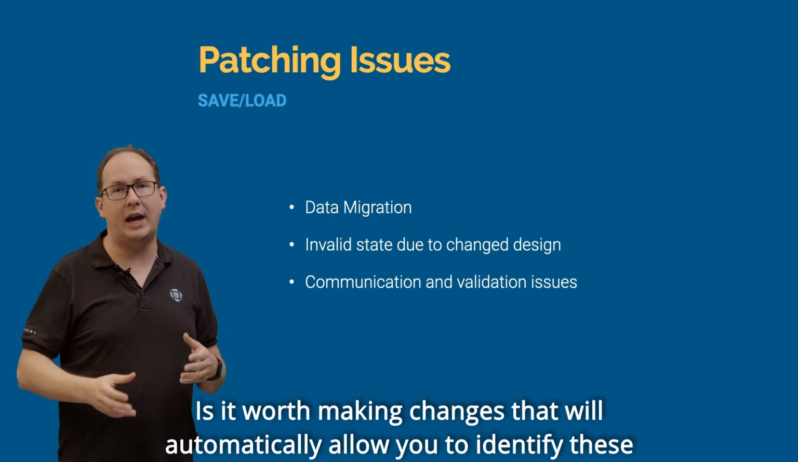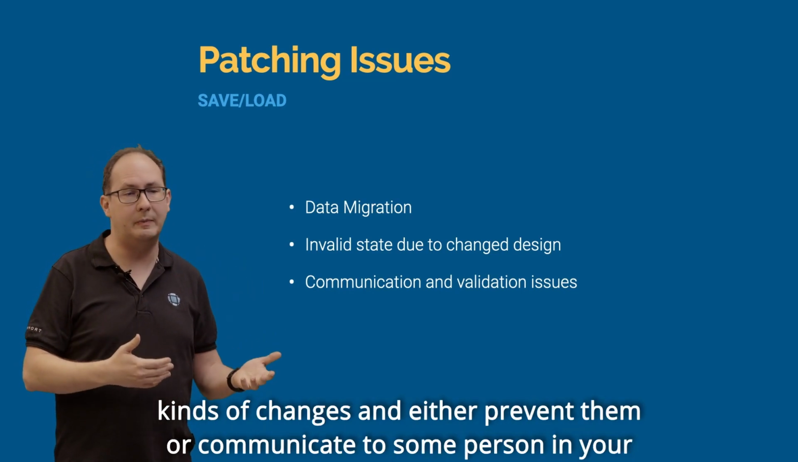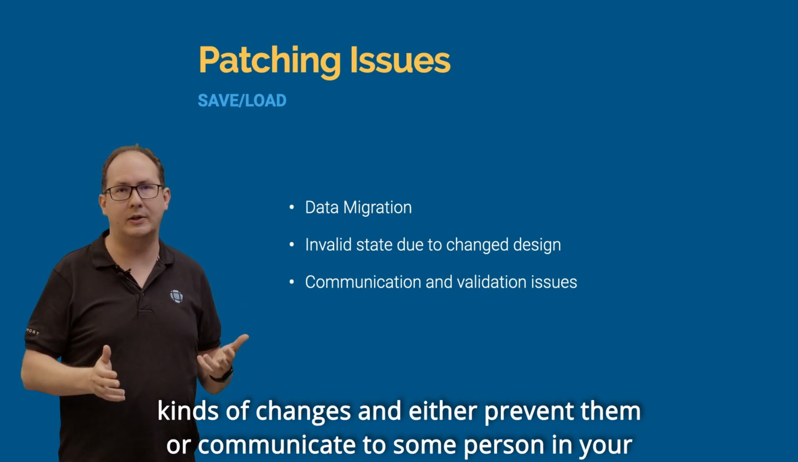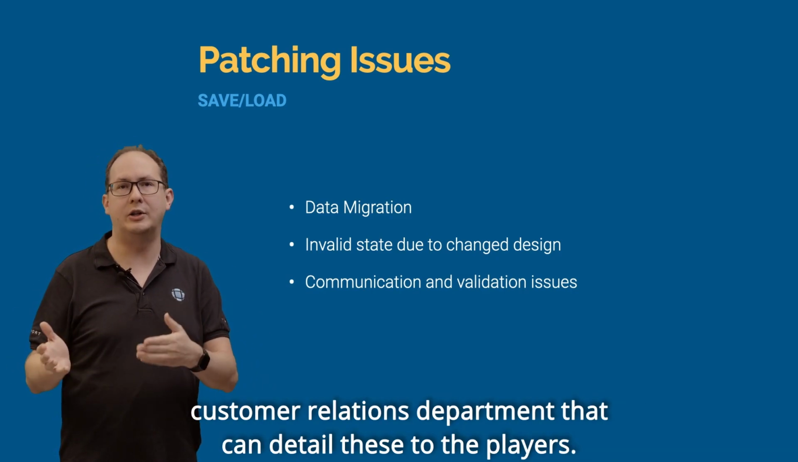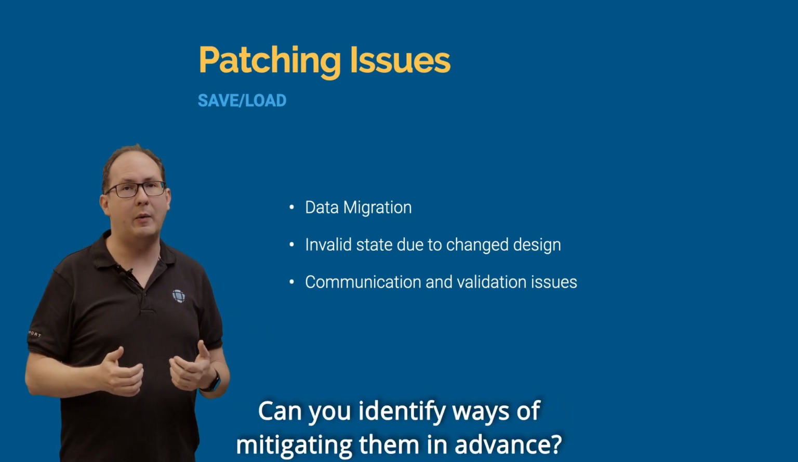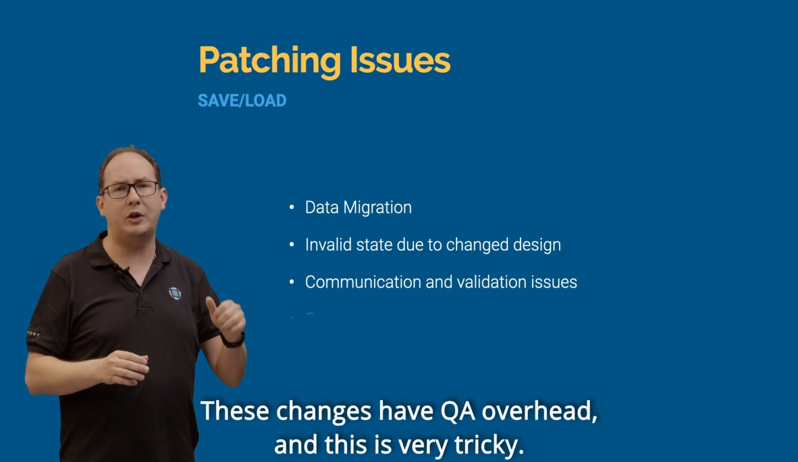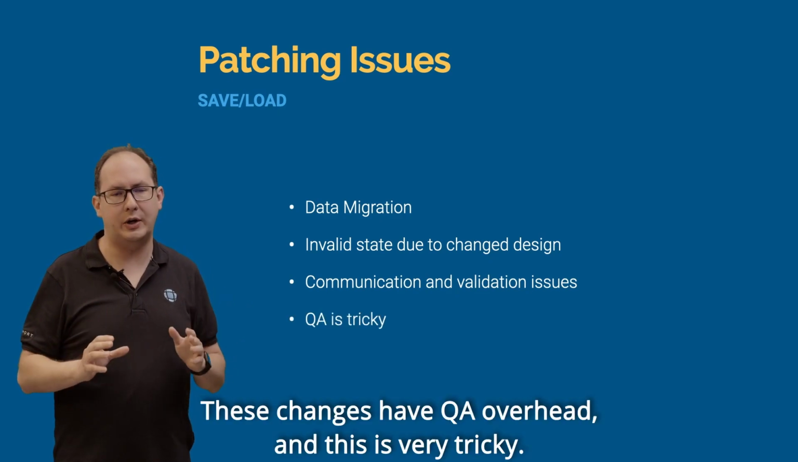Is it worth making changes that will automatically allow you to identify these kinds of changes and either prevent them or communicate to some person in your customer relations department that can detail these to the players? Can you identify ways of mitigating them in advance? These changes have QA overhead, and this is very tricky.